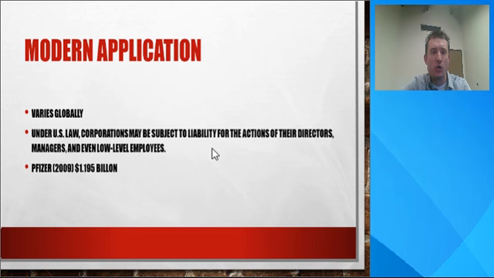Under U.S. law, corporations may be subject to liability for the actions of a wide range of employees, all the way up from director positions, CEOs, from managers, all the way down to a low-level grunt employee. One very landmark case in corporate criminal liability was the Pfizer case from 2009. In the Pfizer case, executives and sales members were illegally marketing a number of drugs.